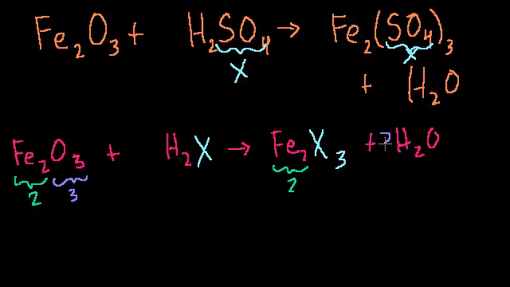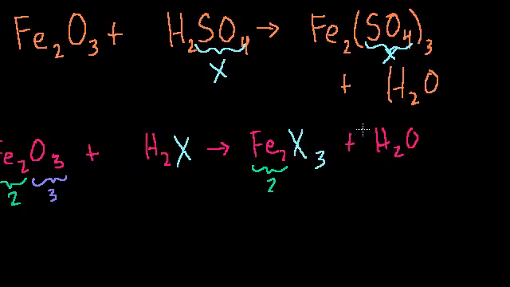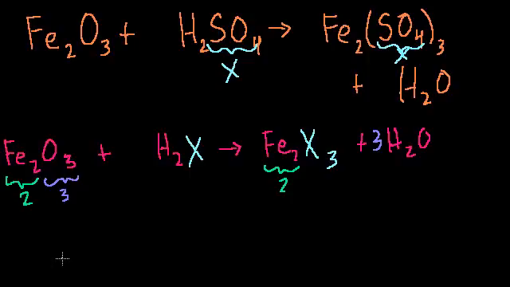So let's stick a 3 here. Sometimes my pen tool malfunctions. So let me put that 3 there. So now we have 3 oxygens as well. And then finally, let's look at the hydrogens. How many hydrogens do we have here? We have 6 hydrogens now on the right-hand side, 3 times 2. And we want to have 6 hydrogens here, so we have to have 3 of these molecules.